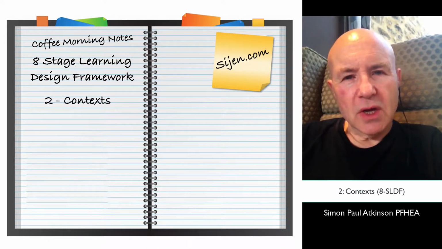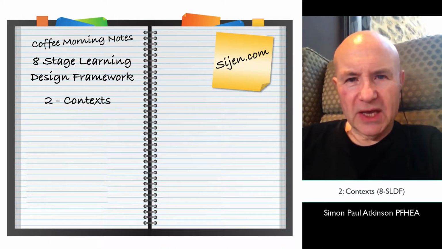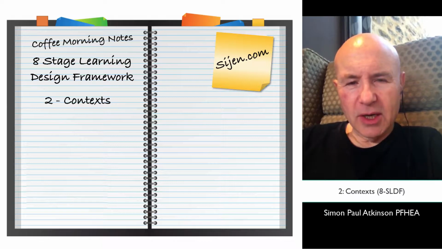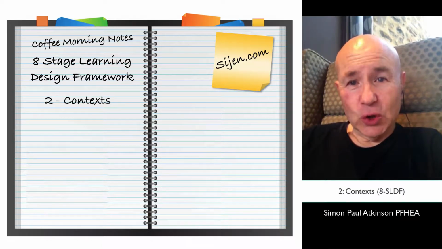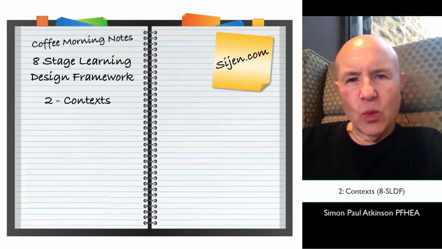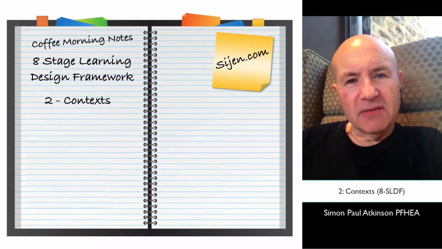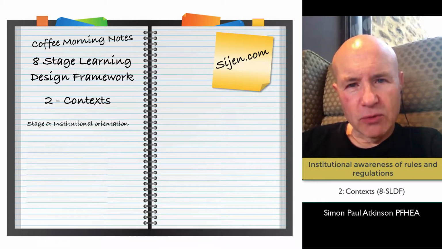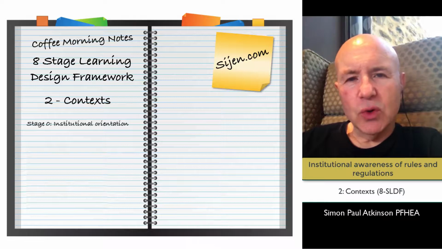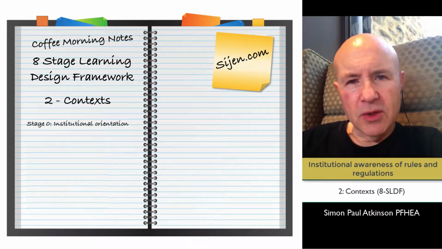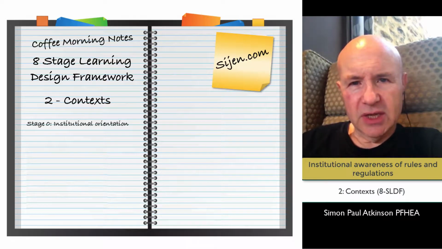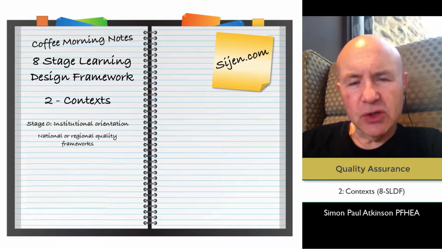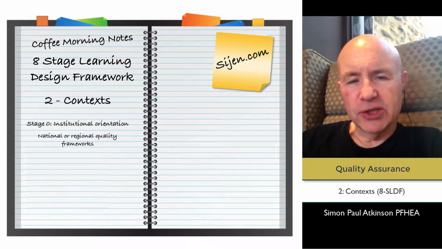This morning I'm going to talk about stage 2 of the 8-stage learning design framework, which focuses on contexts. In stage 0, effectively the foundational overview, I argue that one needs to have an institutional awareness of your own internal rules and regulations, and you will already have touched, therefore, on the broader quality assurance environment that your programs fit in, at your regional or your national regulations.